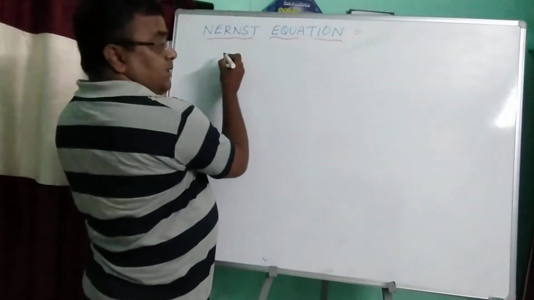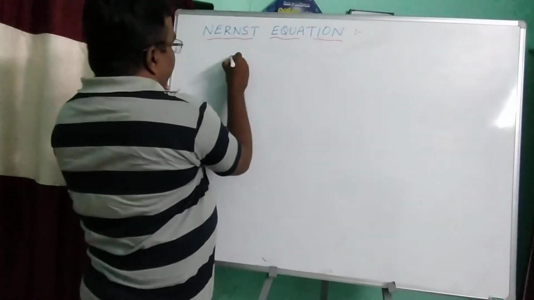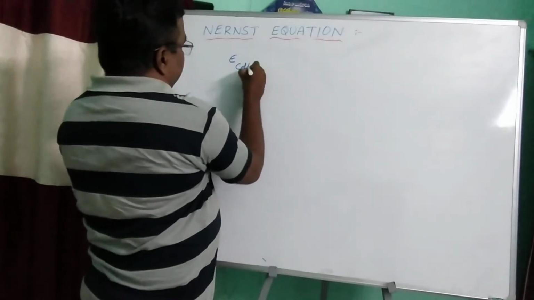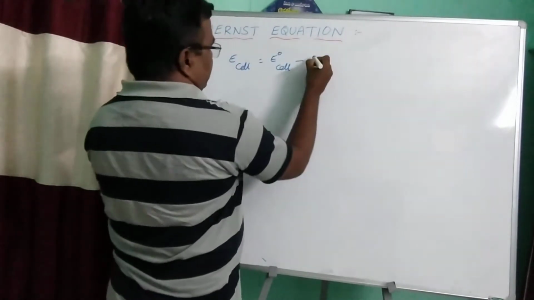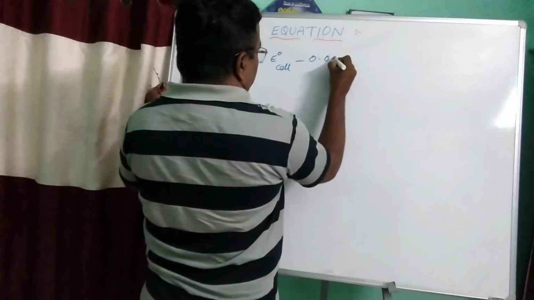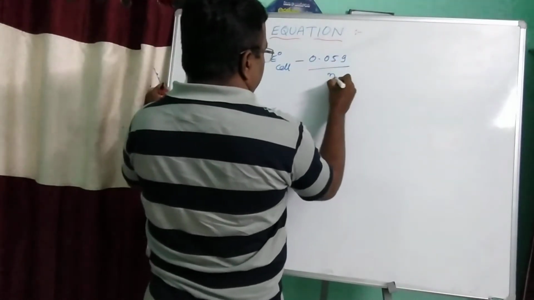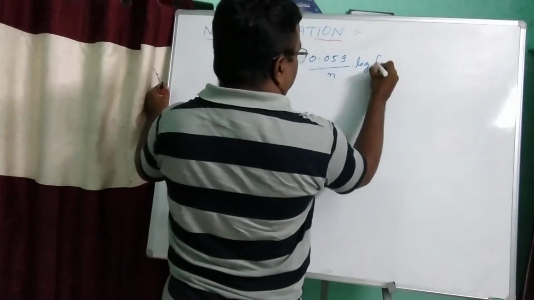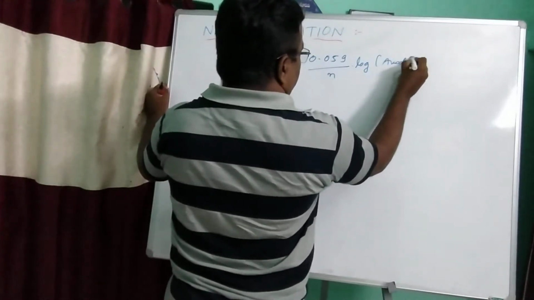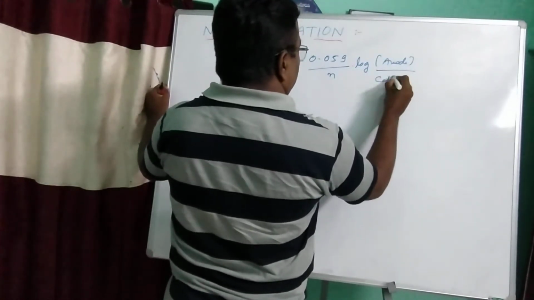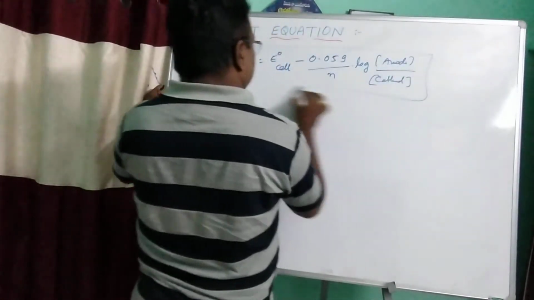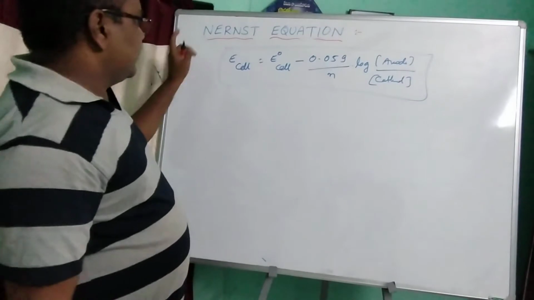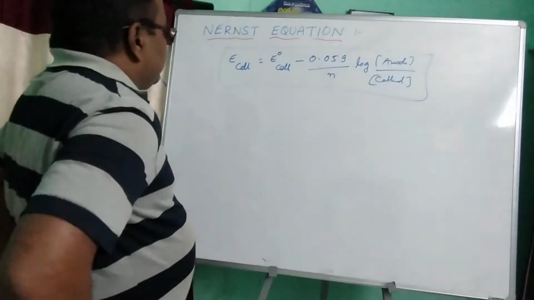Then another formula is E cell is equal to E0 cell minus 0.059 by N into log anode concentration by cathode concentration. This is the third form. So the Nernst equation has 3 types: first one, second one, and this is the third one.